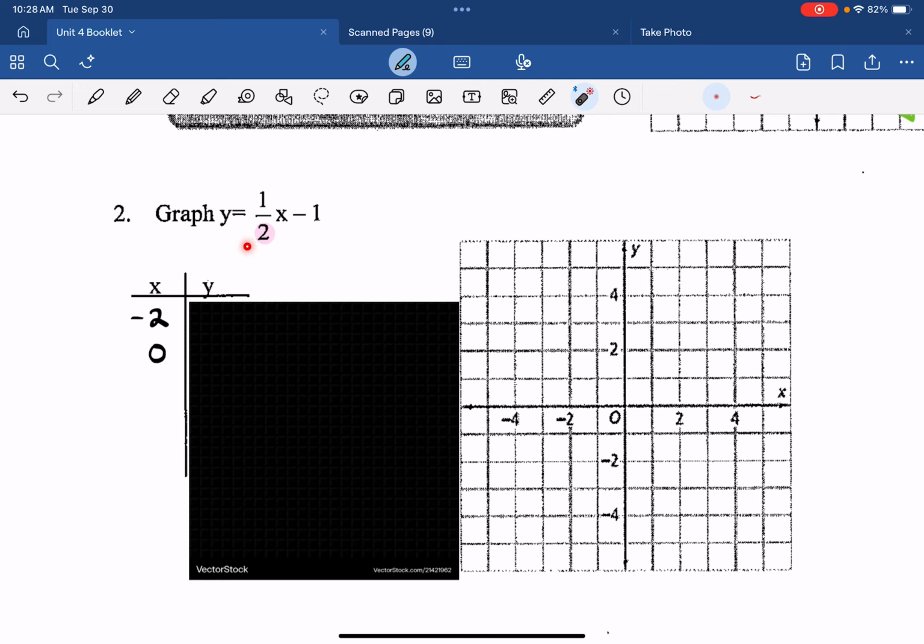These are going to cancel. So I want to pick x values that are going to cancel out this 2. In other words, I want to pick multiples of 2. So I'm going to go 2, 4.